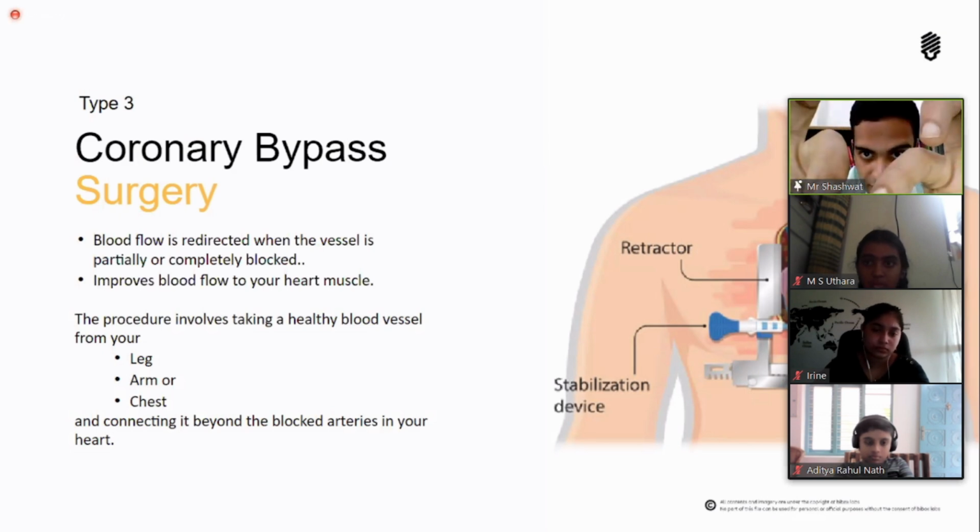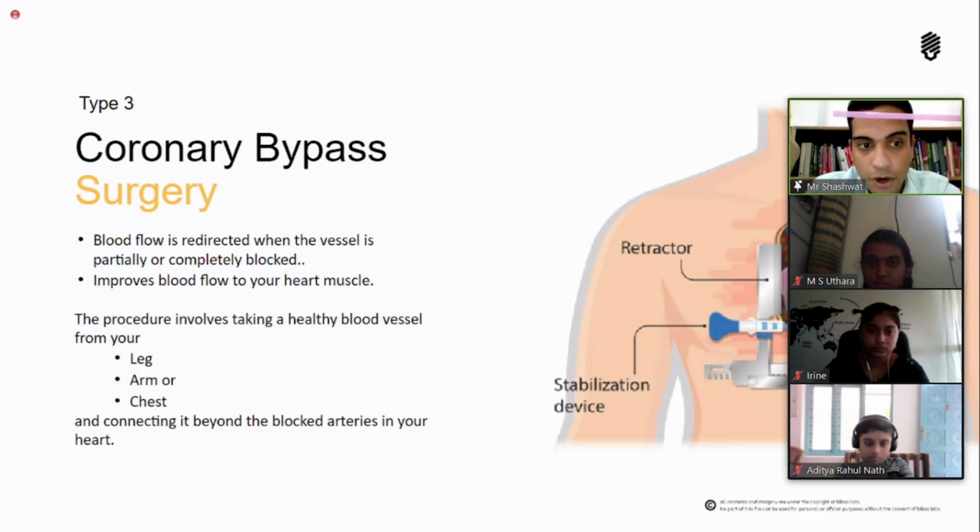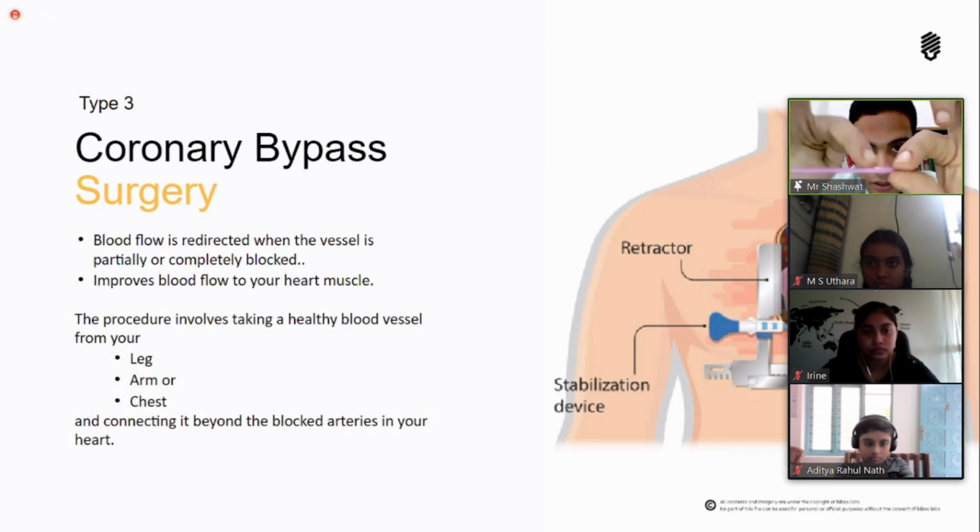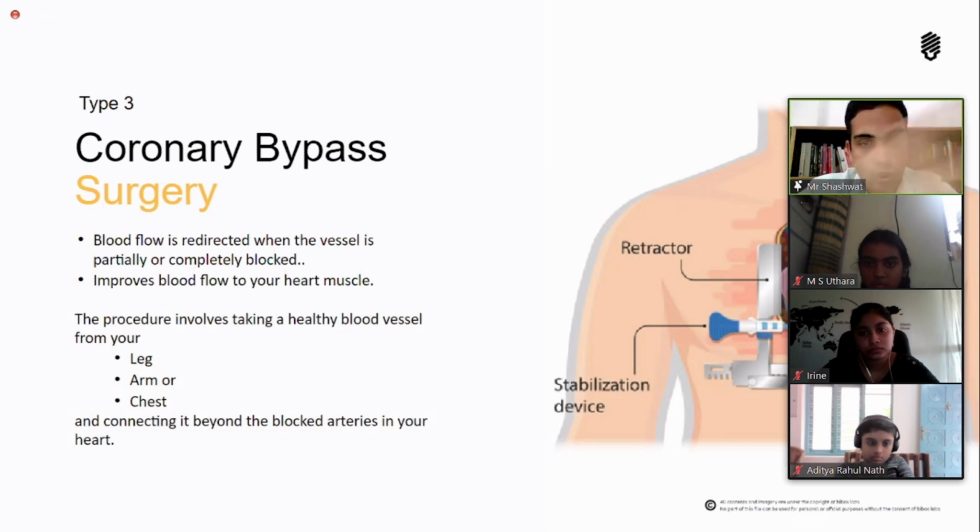If this little part in the middle of the blood vessel is blocked, we'll take out a healthy blood vessel from your body, from your leg, arm, or chest, and attach it bypassing this blocked part. That will redirect the blood flow, and it will avoid going through the pathway where you have a blockage inside this artery. So this is the procedure involved in a coronary bypass surgery. Clear?